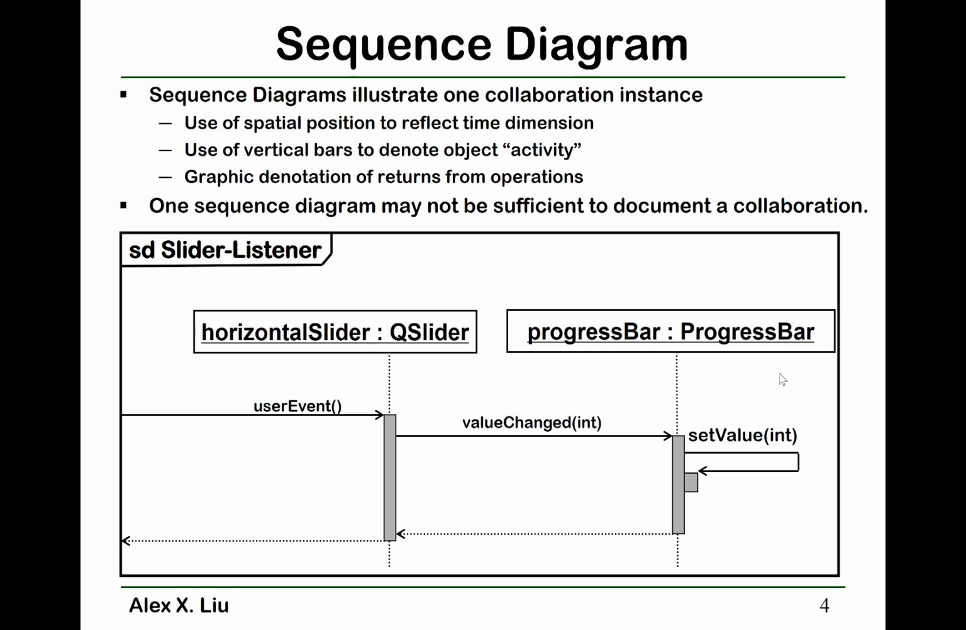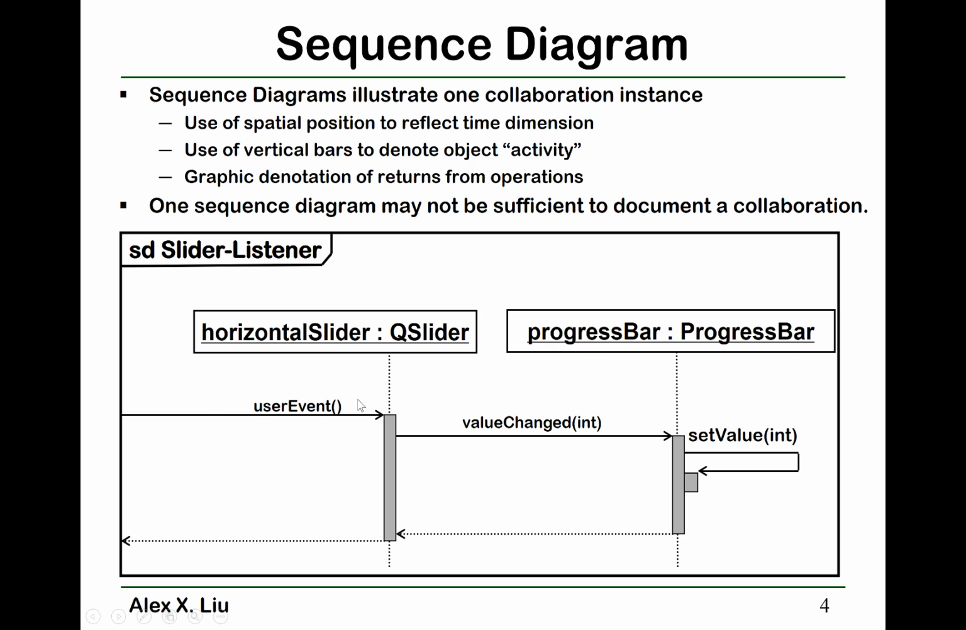So that's the sequence diagram for this collaboration between a horizontal slider and a progress bar. And you can see that one sequence diagram may not be sufficient to document a collaboration. That's because a collaboration may involve many objects, and there are many events that can trigger some of them to collaborate together. For example, in this case, you drag this slider bar, right?